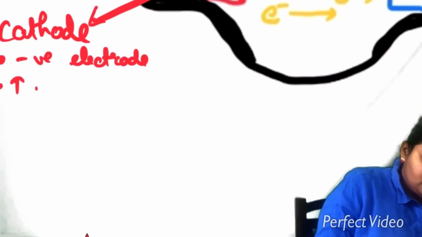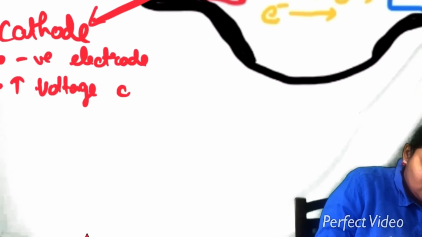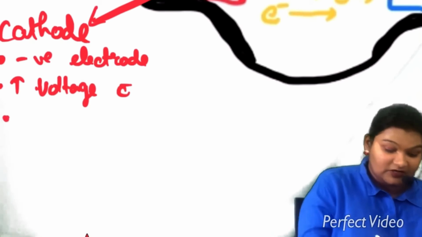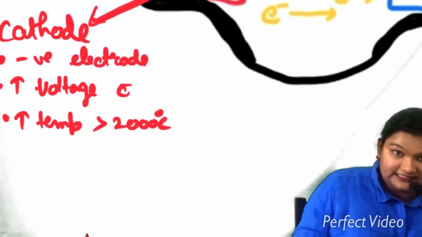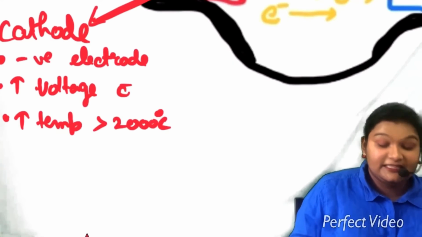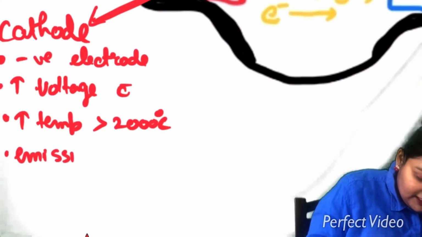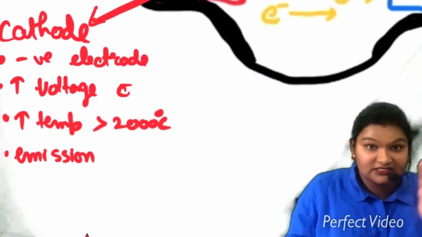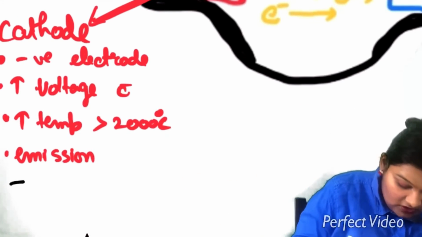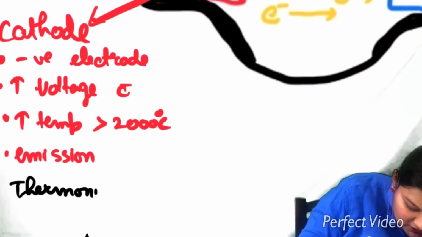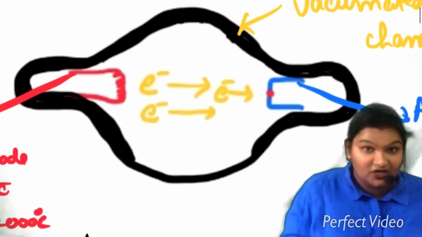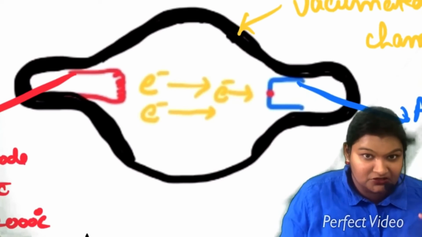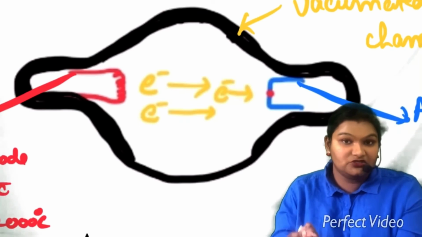When the high voltage current is passed, there is an increase in temperature. It is as high as 2000 degree Celsius. As there is an increase in temperature, there is emission of electrons, and this emission of electrons caused by increase in temperature is called thermionic emission, right? So in this way we get the emission of electrons. Now these electrons are negatively charged, so obviously they are going to be attracted towards the positively charged electrode.